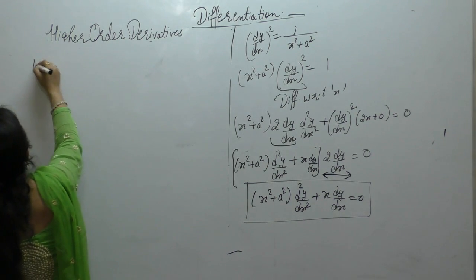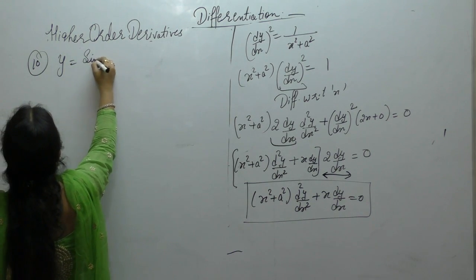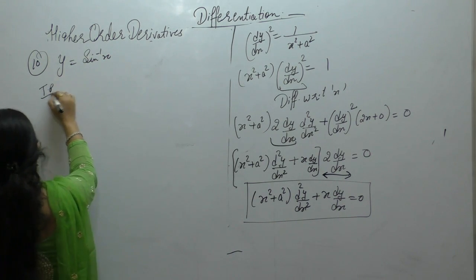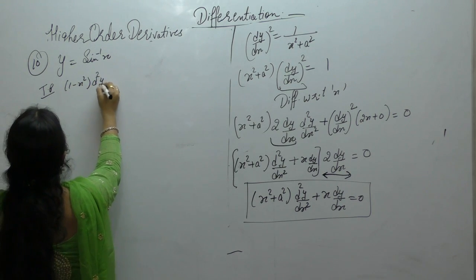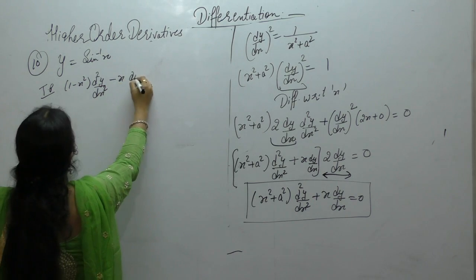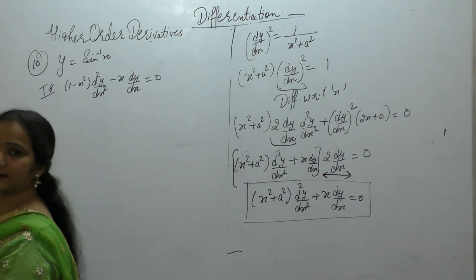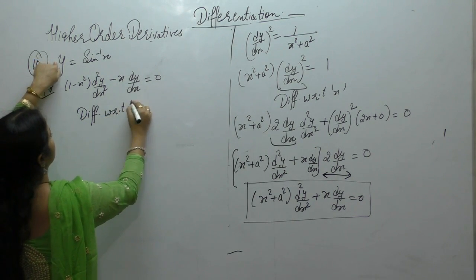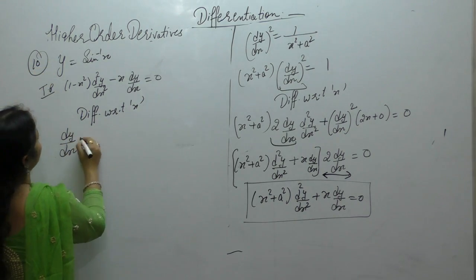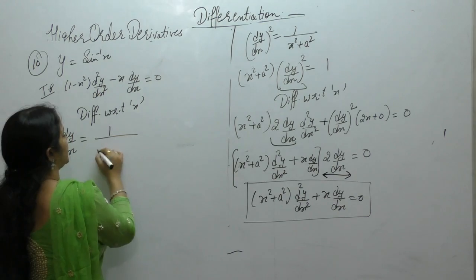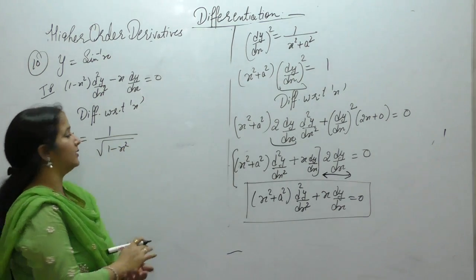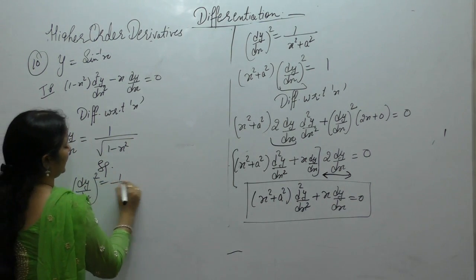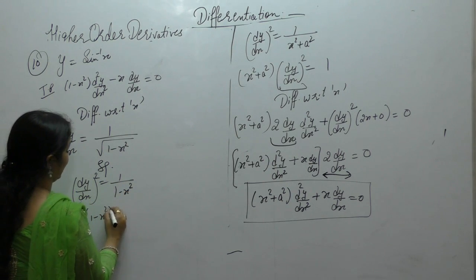Now the next one is, if y is equal to sine inverse of x, then show that 1 minus x square d square y upon dx square minus x dy upon dx is equal to 0. Differentiate with respect to x. dy upon dx, derivative of sine inverse x, 1 upon square root of 1 minus x square. Now squaring both sides, dy upon dx whole square is 1 upon 1 minus x square. We can write it as this.